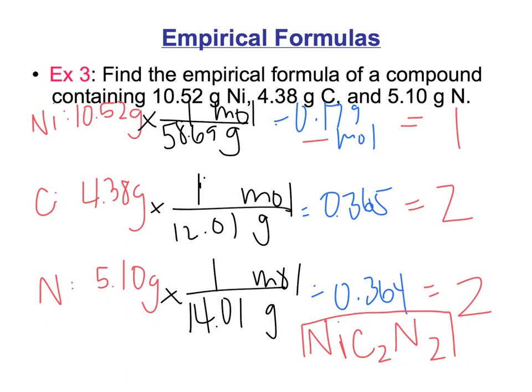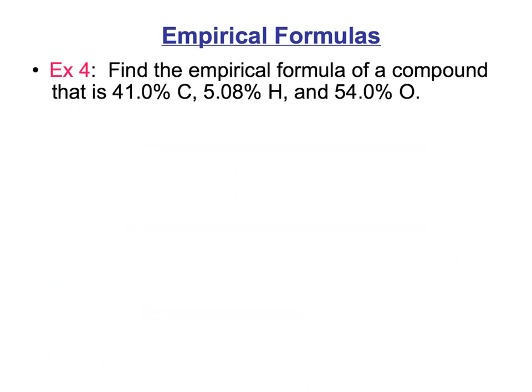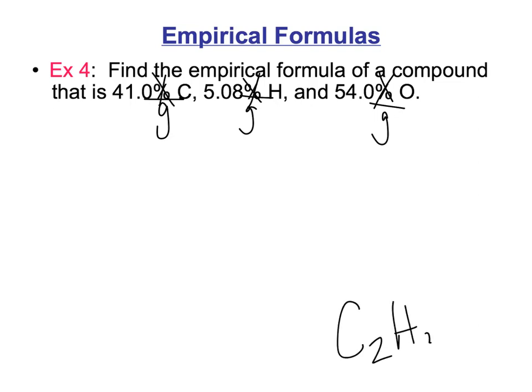What I want you guys to do is try example 4. When you have anything that has percents, like you see here, just assume that's grams. So cross out the percent sign and put a G for grams. If you try this one, pause the video right now, and then see if you get the same answer. You should get C2H3O2. If not, ask. This is one where you have to multiply by 2.